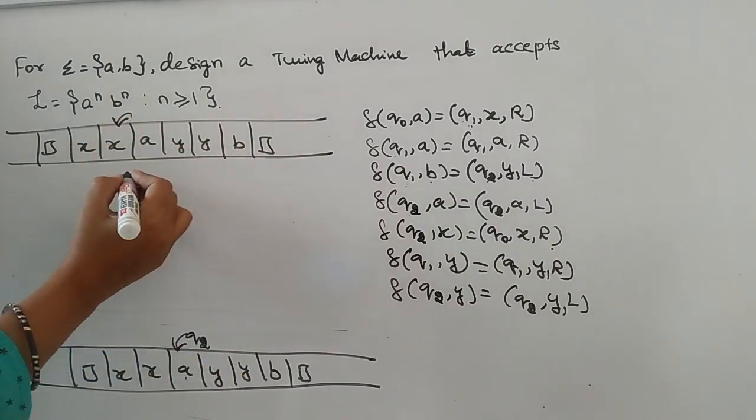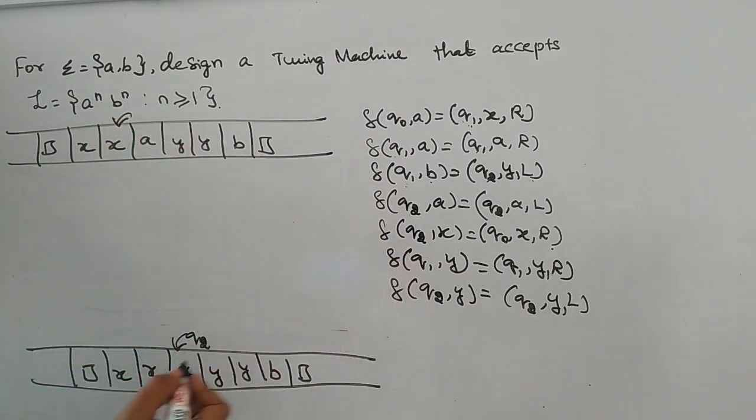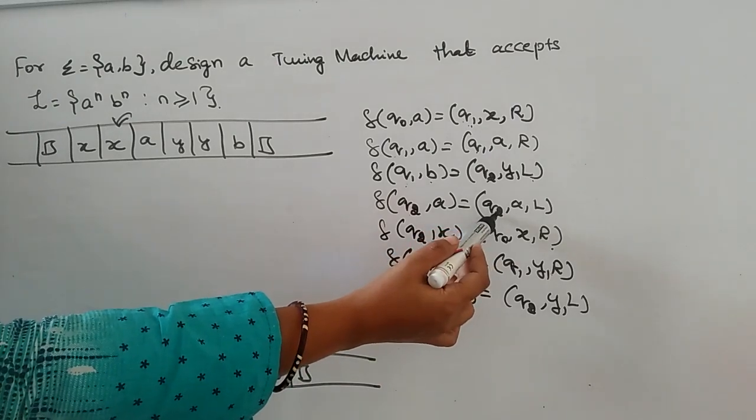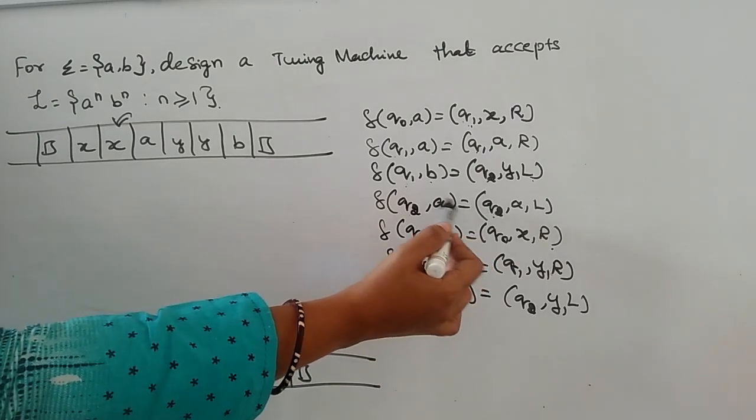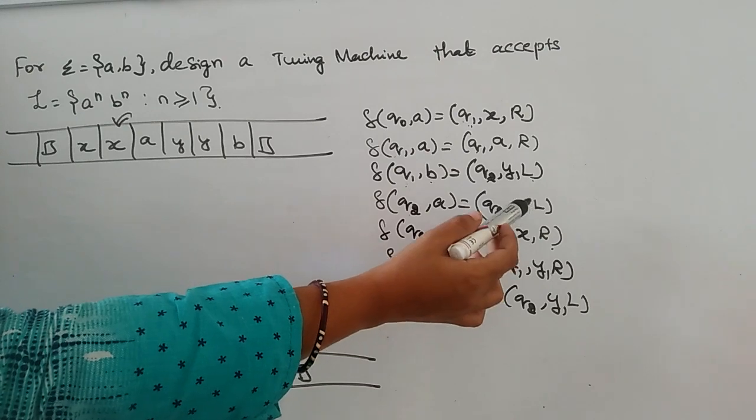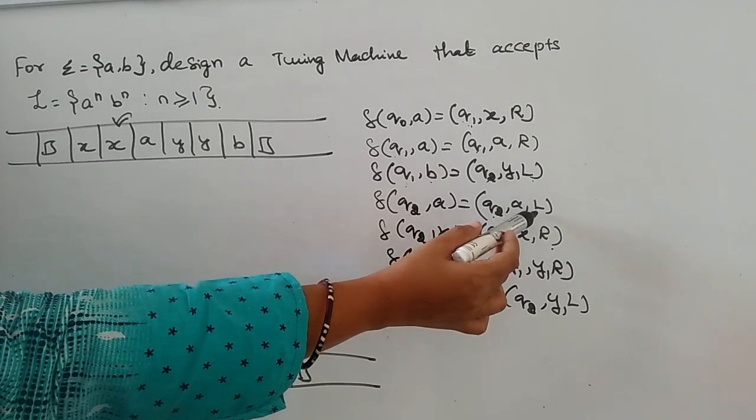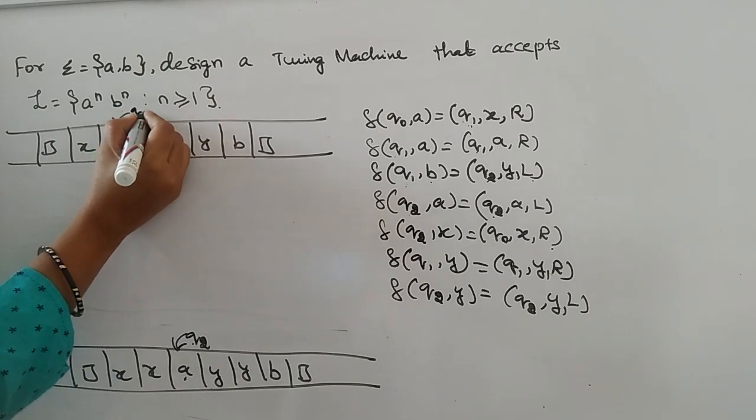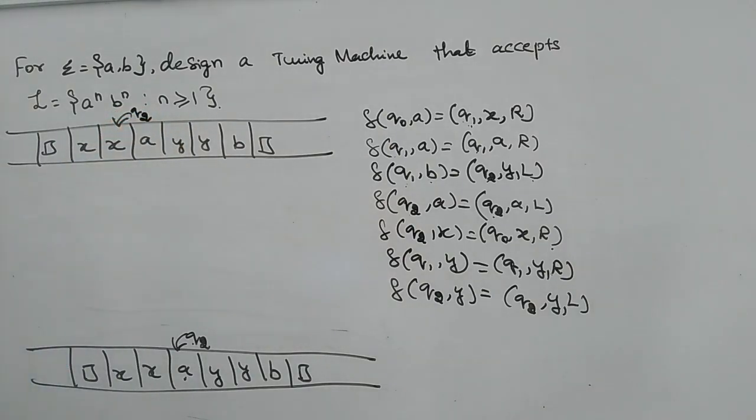So now it is moved here, and you just see here, if the machine is in the state q2 and the symbol is a, the machine is shifted to the same state q2, there is no replacement, simply we are shifting the read write head towards left. That means here also we will have the state q2 only.